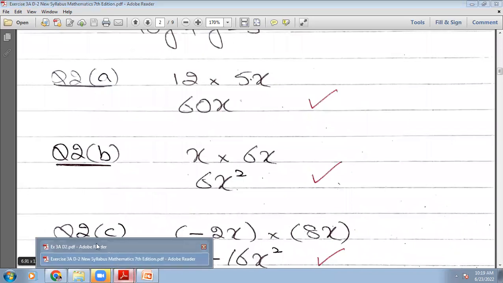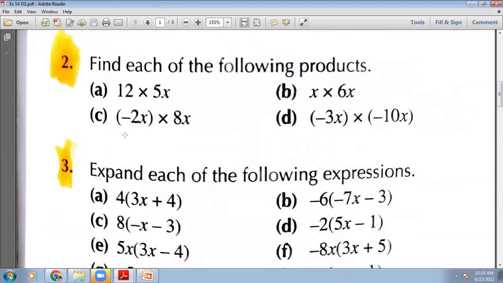The next question will be question number 2. So my dear students, we are going to the next question. The next question is that we have a number multiplying with a term which has a variable with it. So the coefficient will multiply with the coefficient. And if you multiply two variables and it's the same variable, their powers will be added. Their exponent means the power. For example, the power here is 1. Find each of the following products. Product means to multiply.